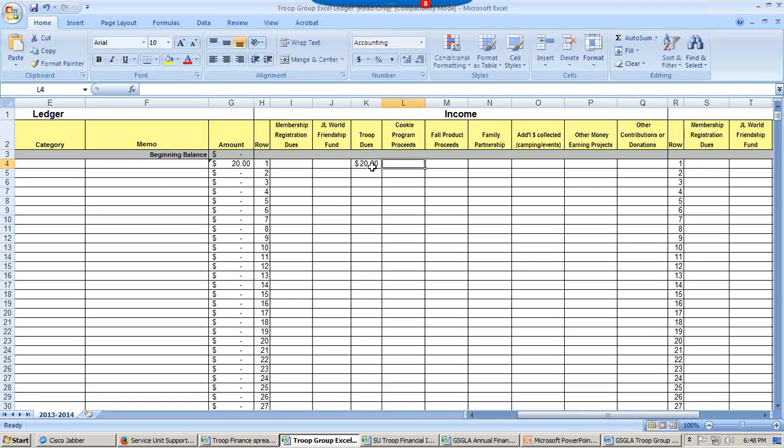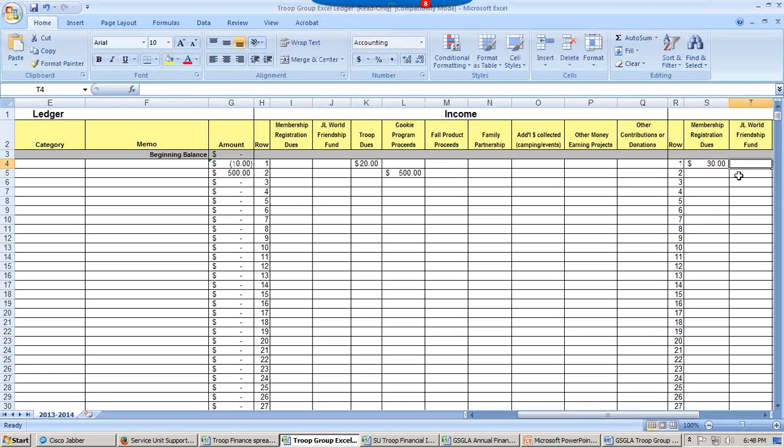And if you fill it in, you'll see if you go back to the ledger, you see how the amount automatically goes into it. So whatever it is, whether it's some kind of expenditure for the troop, or if it's family partnership or membership, whatever it is, you can fill it in based on that transaction.